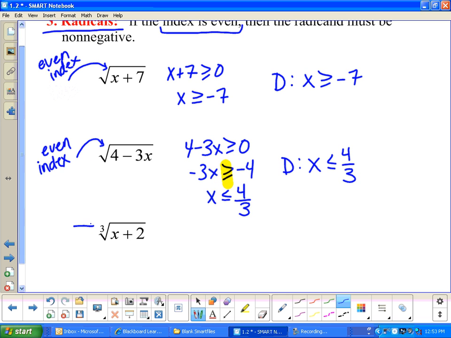What happens when the index is odd? Can I take the cube root of a negative number? Say, for example, can I take the cube root of negative 8? Yes, it's negative 2. Can I take the cube root of a positive 8? Yes, it's positive 2. So I can put in any value of x and it'll yield a value out. So when the index is odd, my domain will be all real numbers.